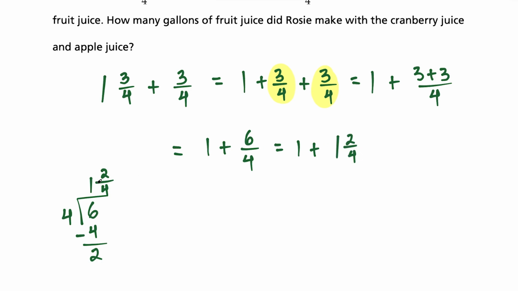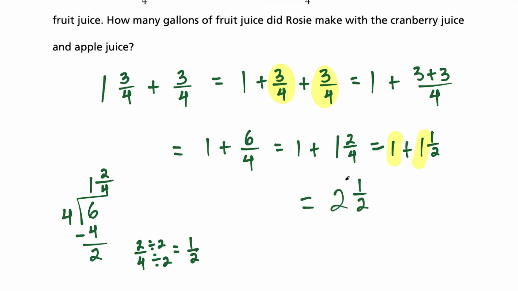Just know here that 2/4 we could also reduce. If I divide the top and bottom of my fraction by 2, 2 over 4 reduces to 1/2. So now I could say that this is 1 plus 1 1/2. When you add a whole number and a mixed number like this, all you have to do is add the numbers in front. So I'm going to add 1 plus 1, and the 1/2 is just going to tag along. 1 plus 1 is 2, so our final answer here is going to be 2 1/2.